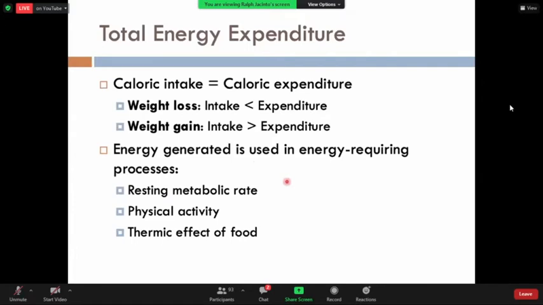Now, this total energy expenditure is the energy generated that is needed in what we call your energy requiring processes. And what are these? You have your resting metabolic rate, the energy that we use in order to perform our physical activities, and the thermic effect of food.